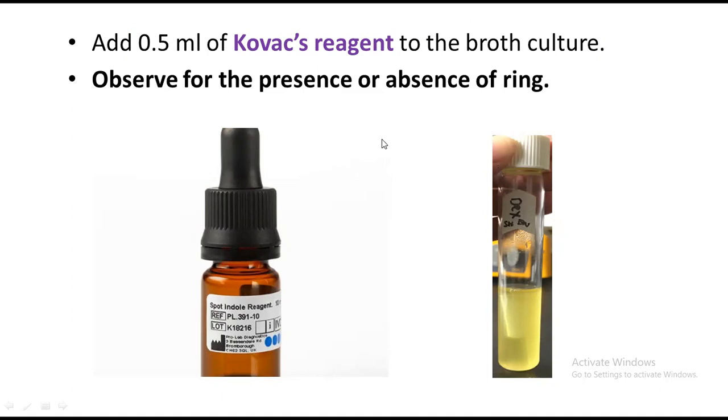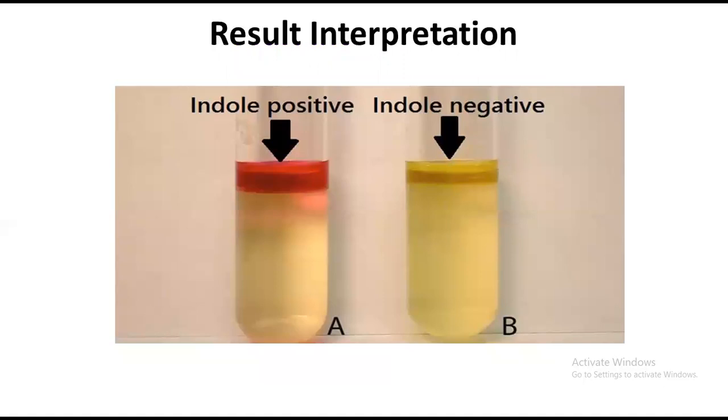Observe the presence or the absence of the ring. Now within a few seconds you will find the result. There will be a special appearance just like this. If your bacteria is indole positive, there will be an orange color on the surface of the test tube. And if your bacteria is indole negative, there will be just a yellow color. There will be no orange color. So it is indole negative, and it is indole positive.